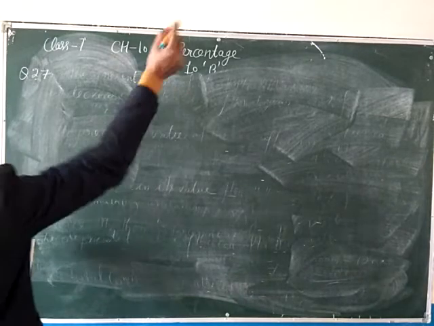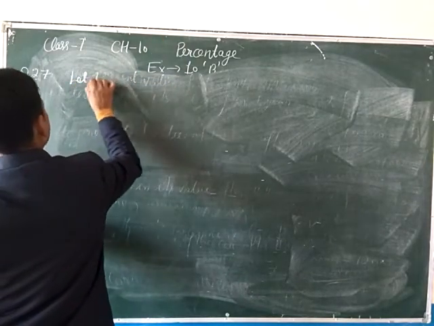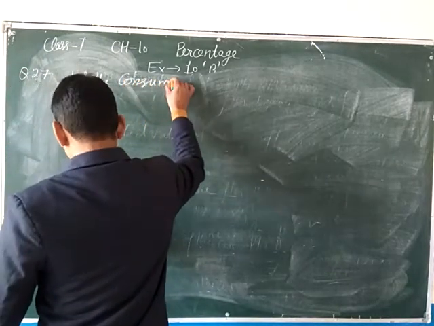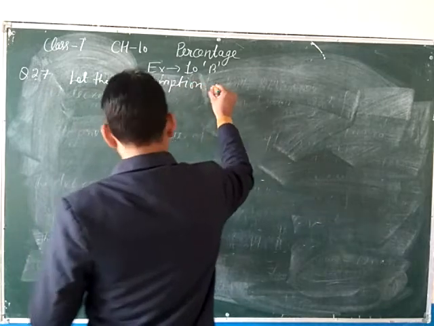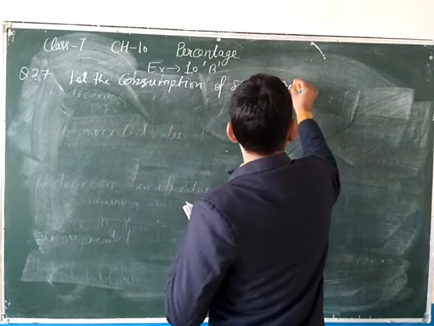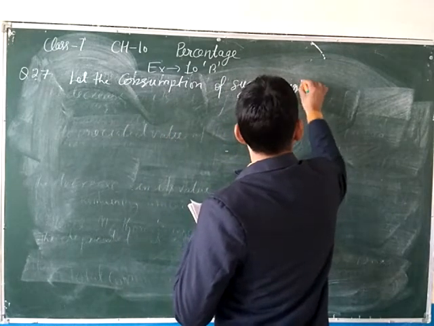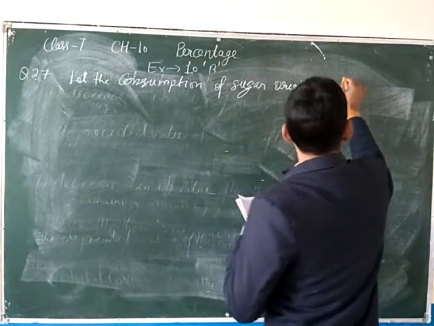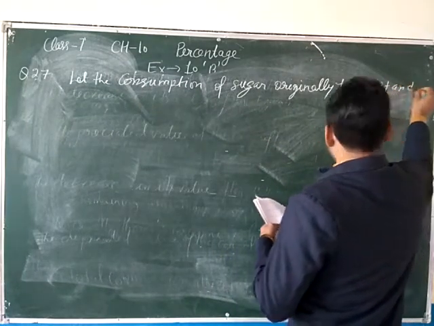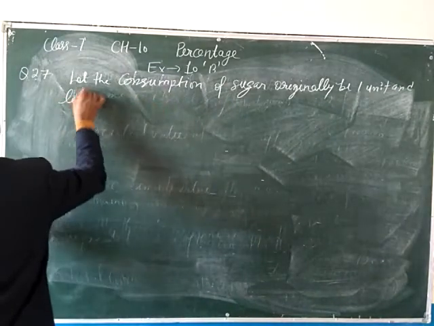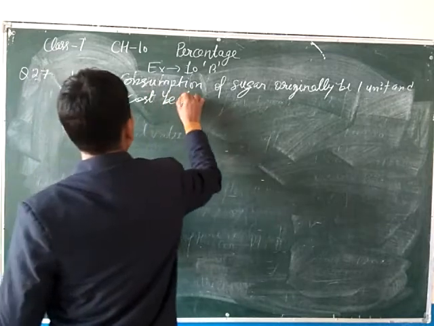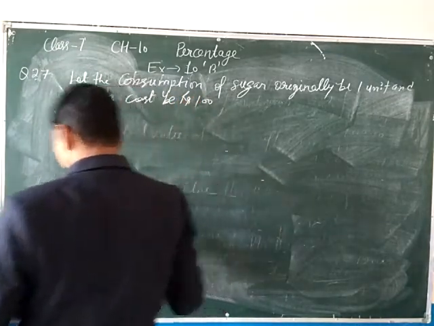So see carefully. First of all, let the consumption of sugar originally be 1 unit. कितना कंजप्शन है? 1 unit. And let its cost be 100 rupees. Cost कितना बेटा? 100 rupees.